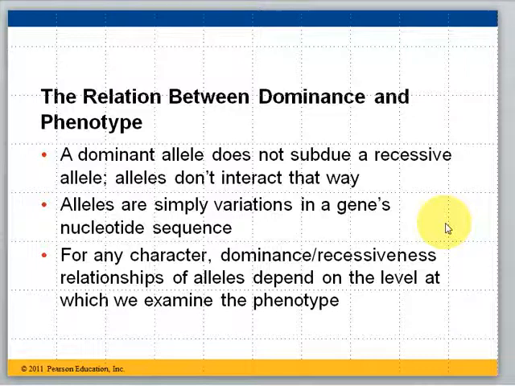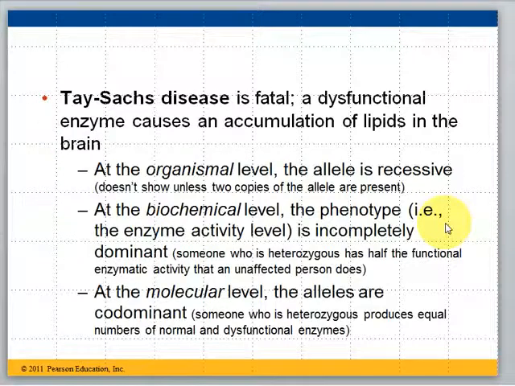in reality it's not like the dominant allele sits on top of the recessive allele and hides it or covers it up. They don't really interact in that way. One allele doesn't directly affect the other like that. The alleles, remember, are simply slight variations in a gene's nucleotide sequence. And for any particular trait or character we're looking at, whether you might call it dominant or recessive kind of depends on how you look at it, or the level at which we examine the phenotype. So let me show you what I'm talking about.